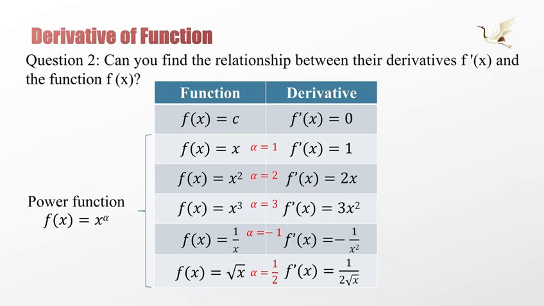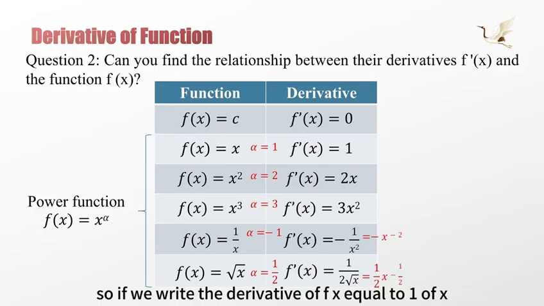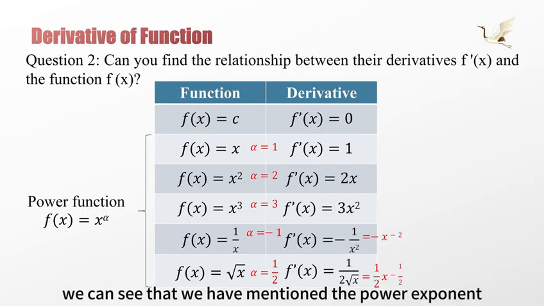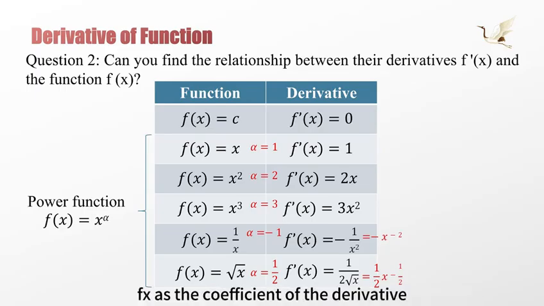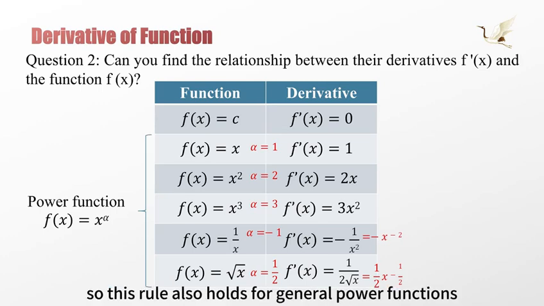Now let's observe, can you find any relationship between their derivatives and functions? If we write the derivative of f(x) equal to 1/x as negative 1 times x to the negative second power, and then write the derivative of f(x) equal to the square root of x as 1/2 multiplied by x to the negative 1/2 power, let's take a closer look at the relationship between the function f(x) and its derivatives. Through observation, we can see that we take the power exponent alpha of the function f(x) as the coefficient of the derivative, and subtracting 1 from the power exponent gives the new power exponent, which yields the derivatives of these power functions. So this rule also holds for general power functions.